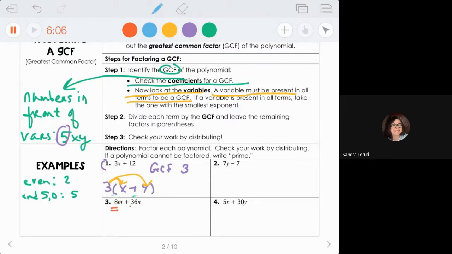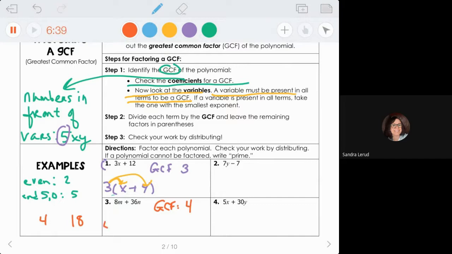These are both even, so I know a 2 goes in. But when I do 8 divided by 2, I get a 4. When I do 36 divided by 2, I get an 18. They're still both even, and they still both have a 2 in them, which means there's a bigger number, and that number would be 4. So my GCF is a 4 that goes into both 8 and 36. Do I have m's in both terms? Nope. Do I have n's in both terms? Nope. So the only thing that I can divide out of both terms, or undistribute, is a 4.